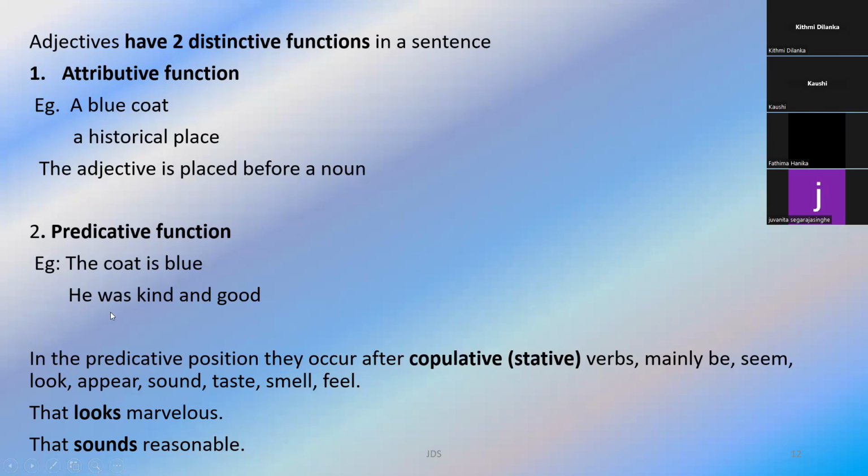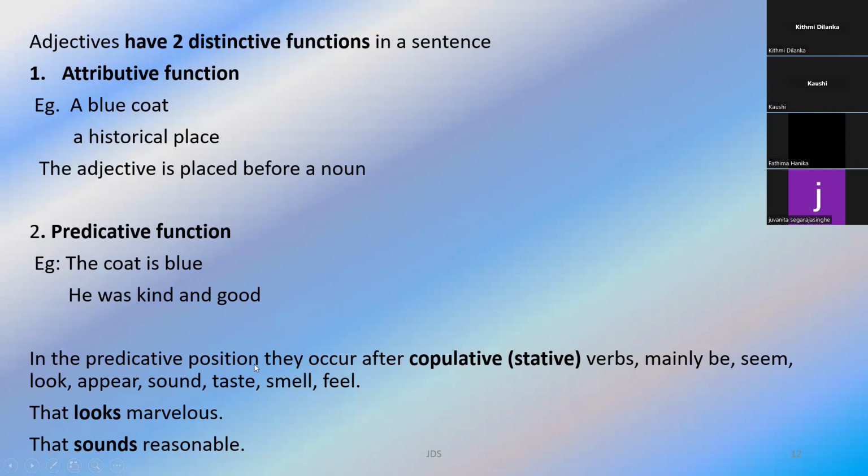It's attributed towards he. Therefore, the position of the adjective is after the be verb was. Right? So adjectives are capable of performing two distinctive functions. What are they? Attributive and predicative. When they are performing the attributive function, they will be placed in front of the noun. And when they are performing the predicative function, they follow a be verb.